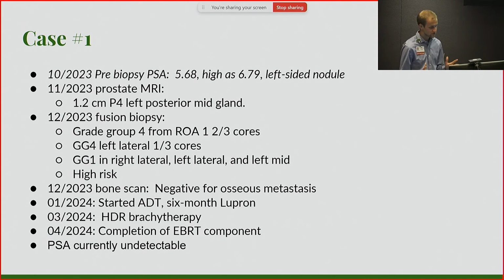We talked about surgery and radiation. He went for radiation, so he did a course of androgen deprivation and then combined modality, high-dose brachytherapy, which we administer through needles, and then an external component as well. And his PSA in follow-up is currently undetectable.